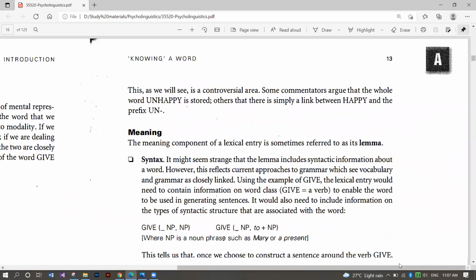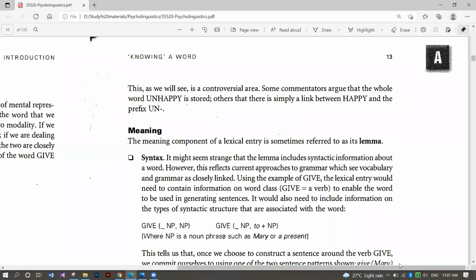Yes, okay, this point. Okay, so this, as we will see, is a controversial area. Some commentators argue that the whole word unhappy is stored. Others that there is simply a link between happy and the prefix un.